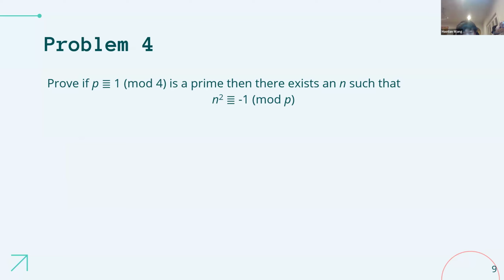This problem should remind you a lot of the last problem, no? Because we got congruent to negative 1. So yeah, this one you get 2 minutes to work on it.